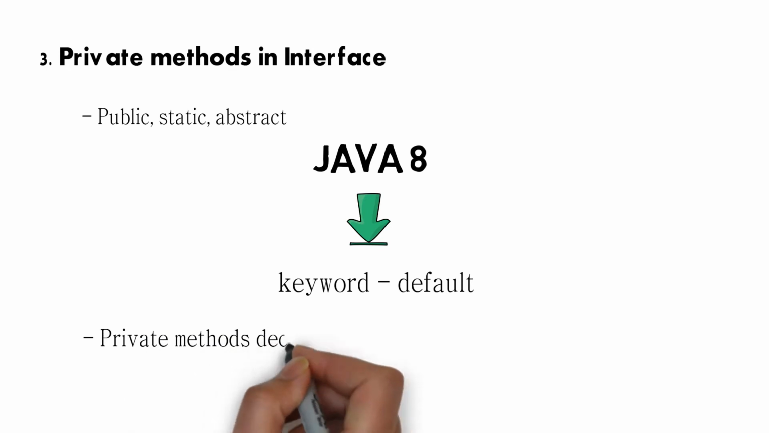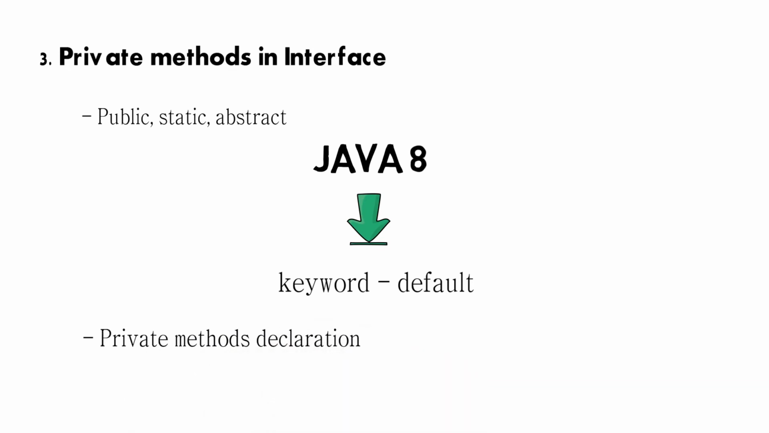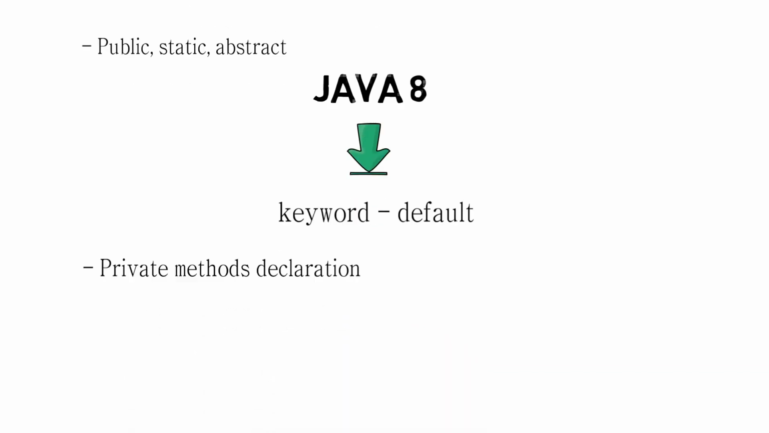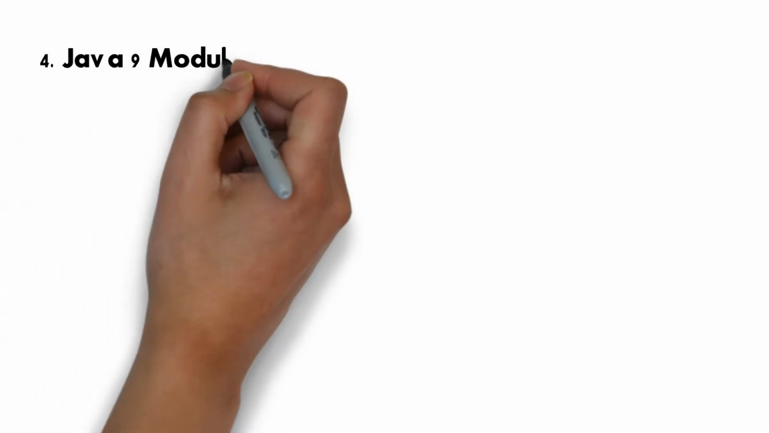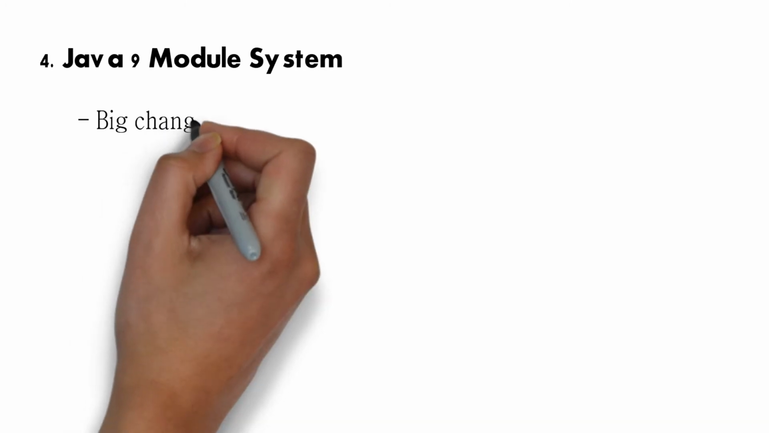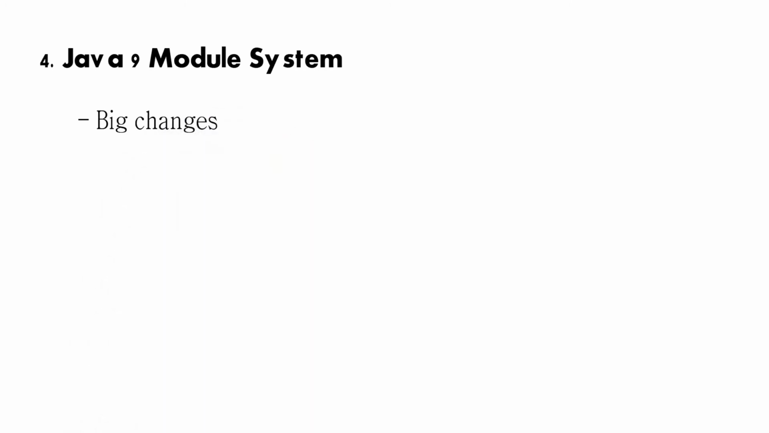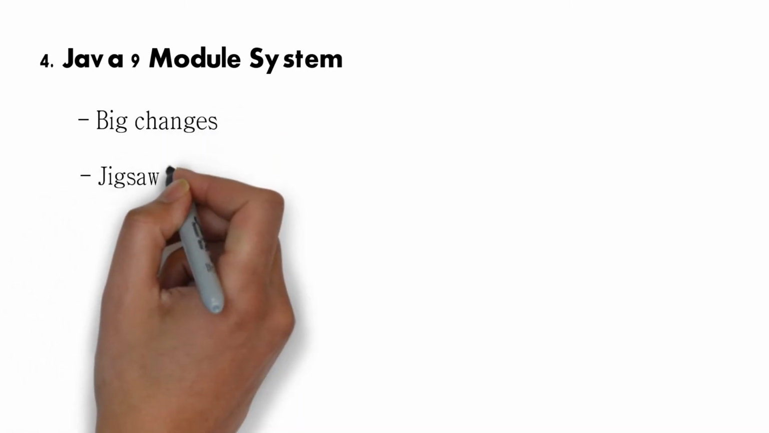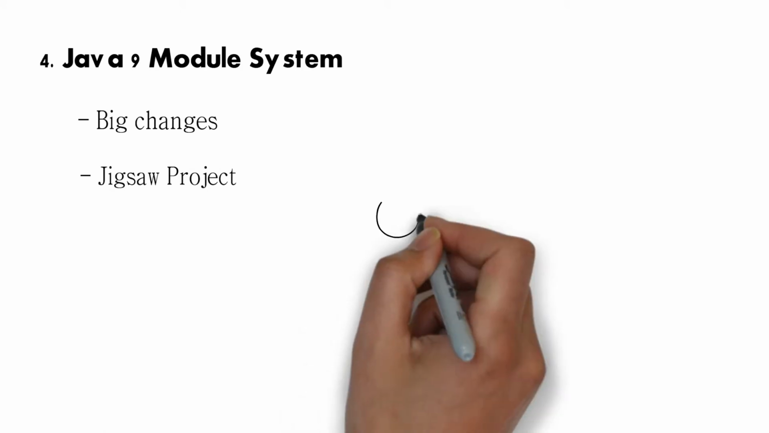Next big change is the introduction of module system, in which the SE platform was scaled down, making it easier to construct and maintain libraries in large application. An example of this was the Jigsaw project, started in 2008. Again, these can be taken as a separate topic for discussion.